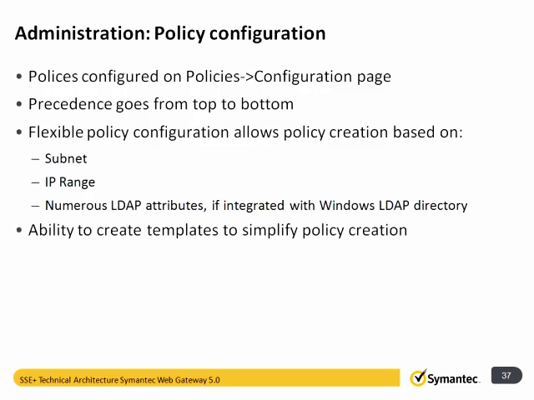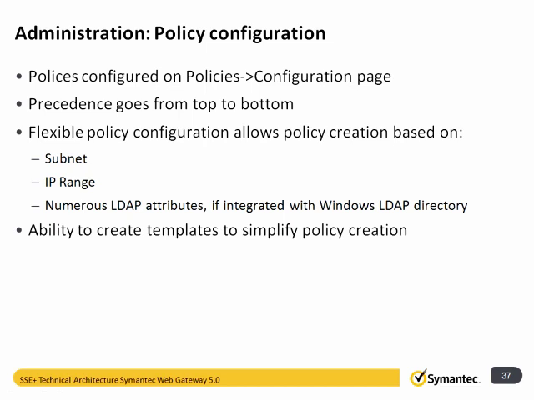Administrators have the flexibility to create different web filtering policies for different users or clients within the organization. This is all done from the Policies configuration page. Policies are ranked in precedence based on how they are ordered on the policy configuration page. Precedence is ordered from top to bottom, so if multiple policies could be applied to a user or computer in the environment, the policy closest to the top of the policy configuration page will be the policy that will be applied.